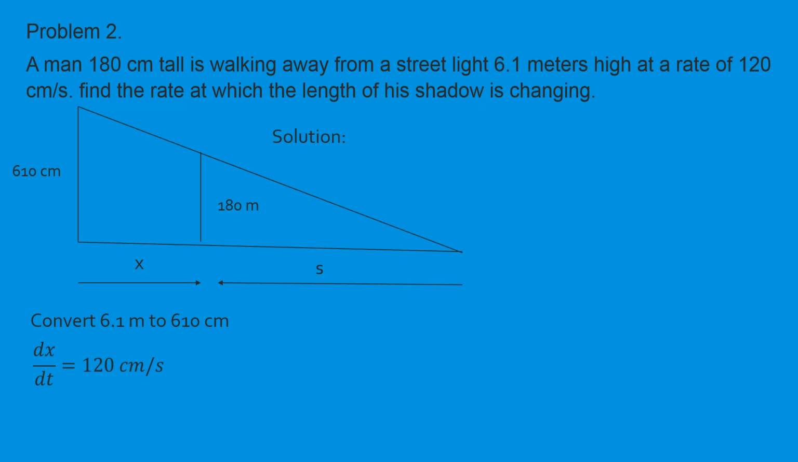We are also given, as illustrated in the problem, that we have 120 cm per second when the man is walking away from the straight line. So 120 cm per second. Next, we have here ds over dt. So we are asked to identify also the change in the length of his shadow when the man is walking away from the straight line.